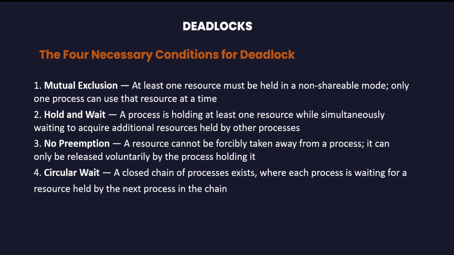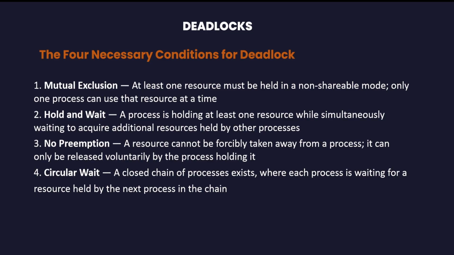For a deadlock to occur, all four of these conditions must be true simultaneously. That means they should all be true together. IBPS often asks which of the following is not a necessary condition for deadlock. So you should know all four by name. The first condition is mutual exclusion. At least one resource must be held in a non-shareable mode. In simple terms, only one process can use that resource at a time. If another process requests that resource, it must wait until the resource is released. So this is mutual exclusion.